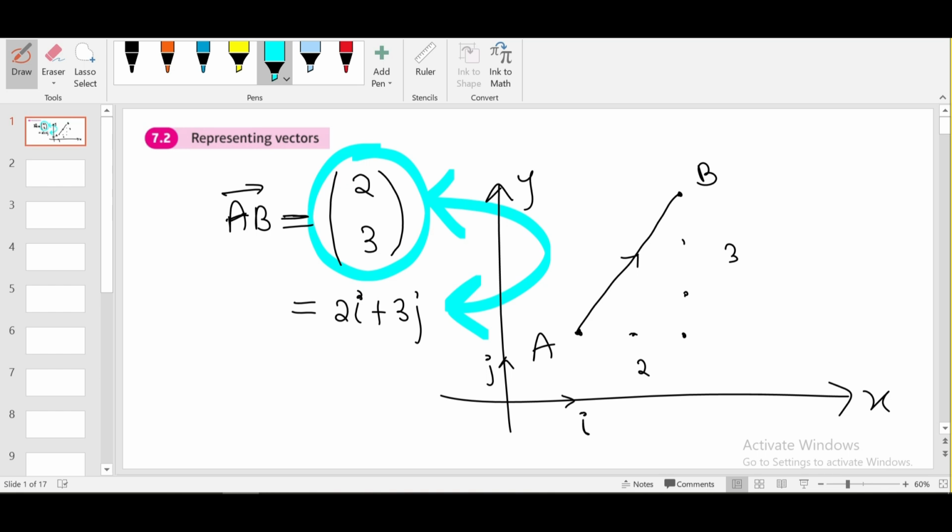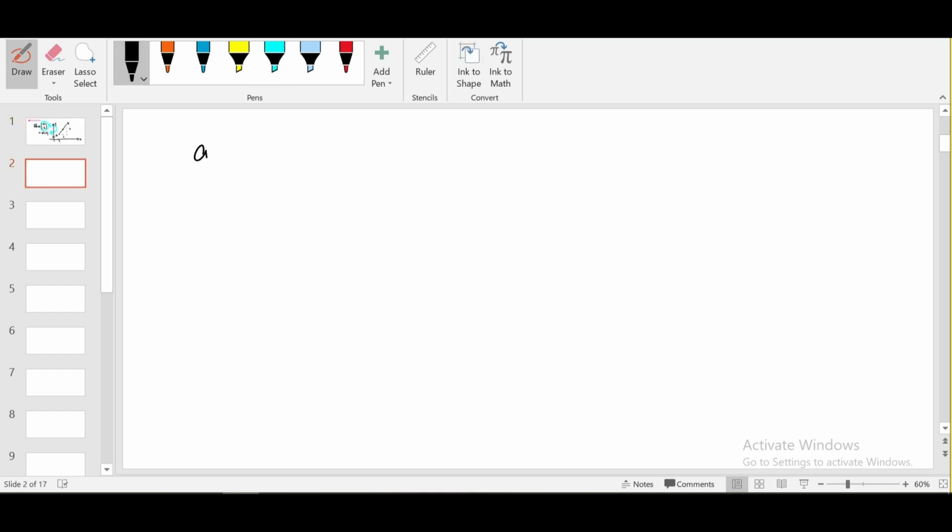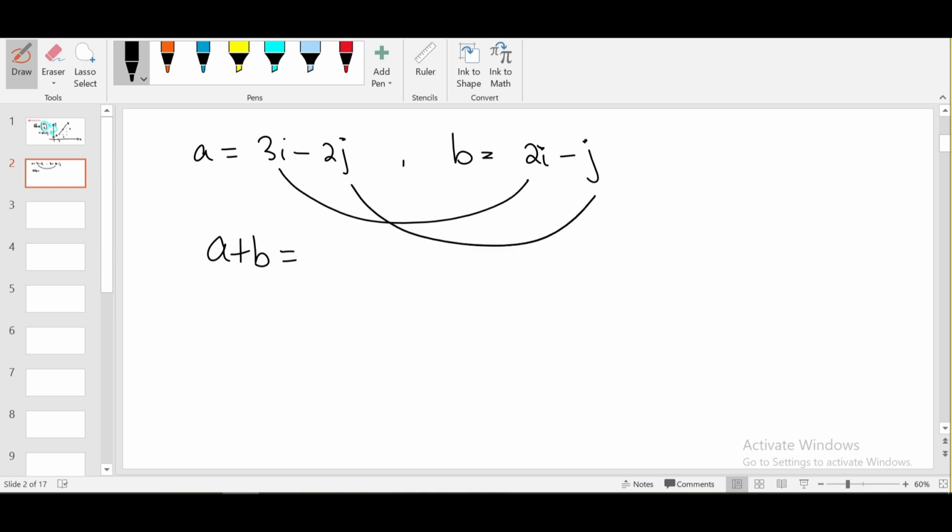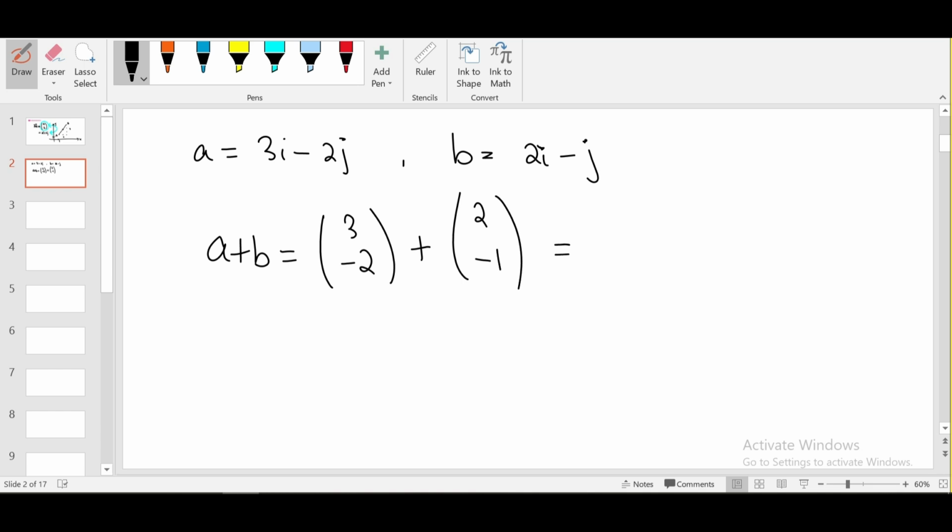Now, if you want to add or subtract two vectors, for example, let's say you have a vector A equal to 3i minus 2j, and another vector B equal to 2i minus j. If they ask you to find A plus B, you need to add the corresponding components. First, you can put it in column matrix form: (3, -2) is A plus (2, -1) is B. Add the corresponding ones. 3 plus 2 is 5, right? Minus 2 minus 1 is minus 3. That's the answer.